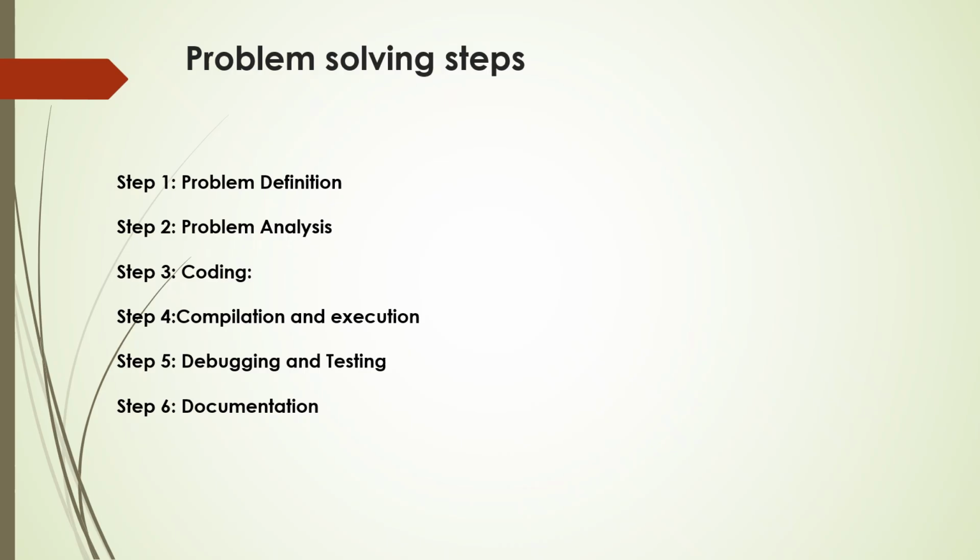Problem definition. Computer programming requires us to define the problem first before we even try to create a solution. Problem analysis. Analyzing the problem requires us to identify the following: input, output, special constraint, any formula or equation to be used. Third one, coding. The code is written by the programmer using any programming language. This is called a source code or a source program.